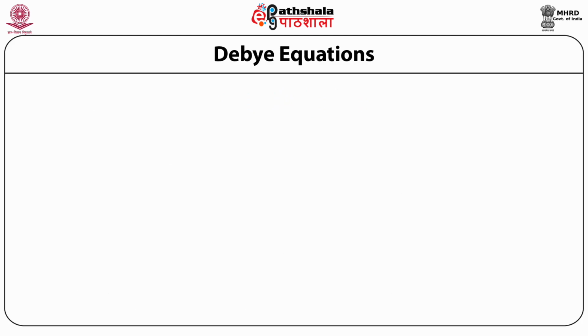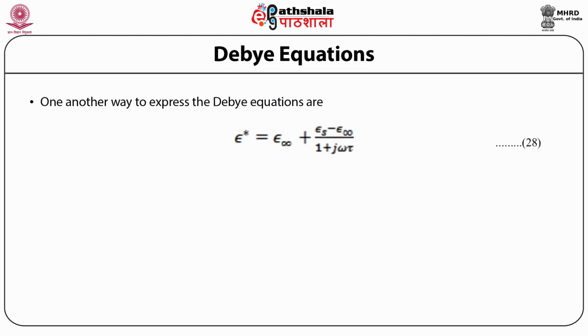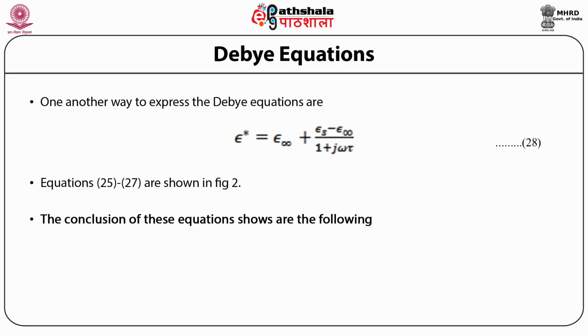Next, Debye equations. Another way to express the Debye equations is ε* = ε∞ + (εs − ε∞)/(1 + jωτ). Equations 25 to 27 are shown in figure 2. The conclusions of these equations are the following.